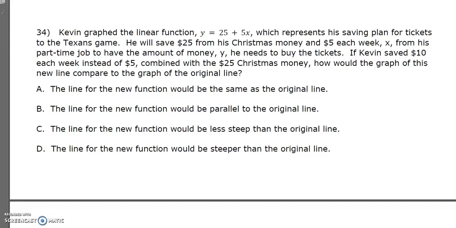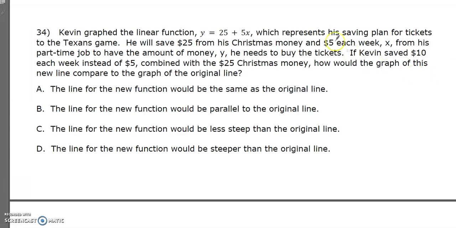Okay, number 34 says Kevin graphed a linear function y equals 25 plus 5x, which represents his saving plan for tickets to the Texans game. He will save $25 from his Christmas money and then $5 each week, x, from his part-time job to have the amount of money y he needs to buy the tickets. If Kevin saves $10 each week instead of $5 combined with the $25 Christmas money, how would the graph of this new line compare to the graph of the original line?